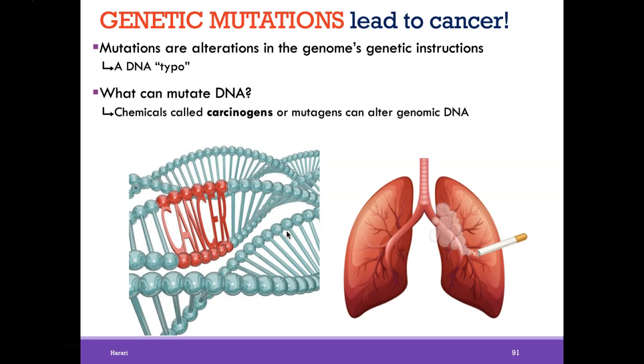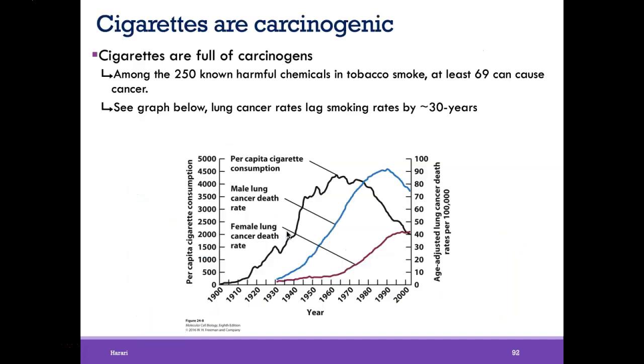Chemicals called carcinogens or mutagens can alter genomic DNA. And cigarettes are good examples of substances that are full of carcinogens. There are 250 harmful chemicals in tobacco smoke. 69 of them are proven to cause cancer. And what's interesting is this is showing the per capita cigarette consumption peaked in the mid-60s. And then you see the death rates from lung cancer and how that followed about 30 years later. So it's mutating DNA over time, right, with age, that can give you cancer.